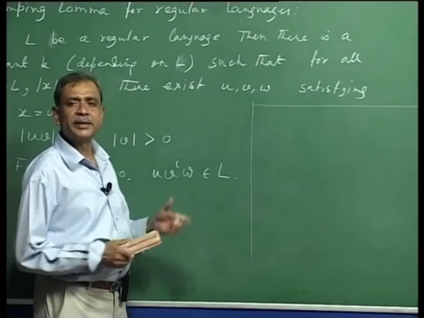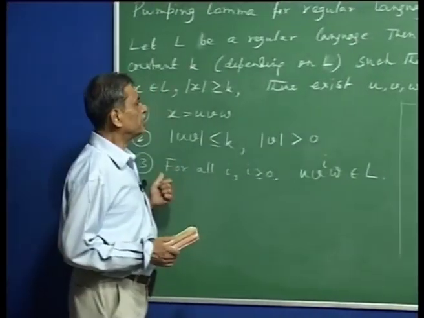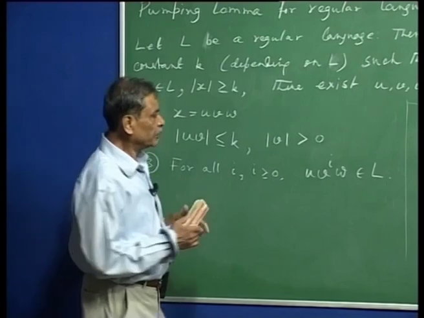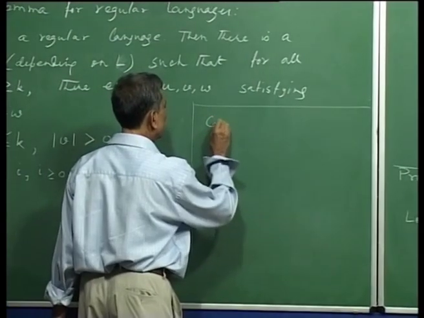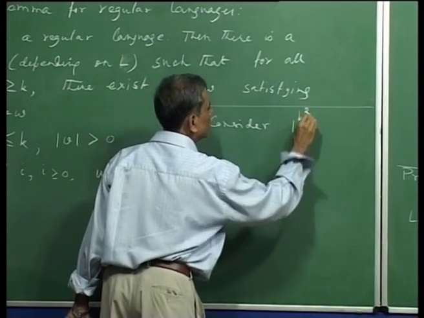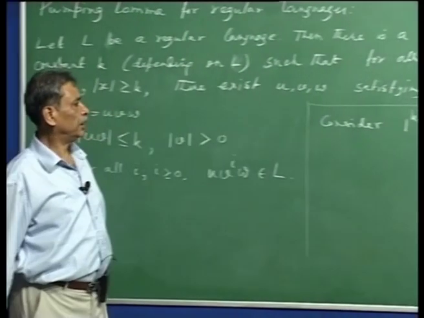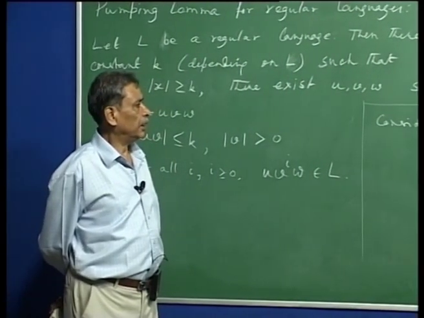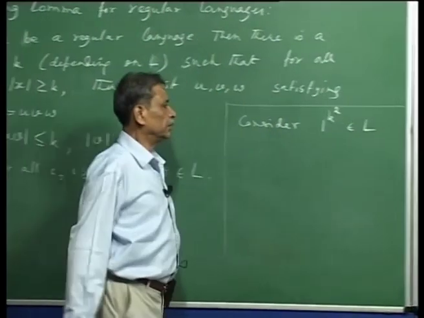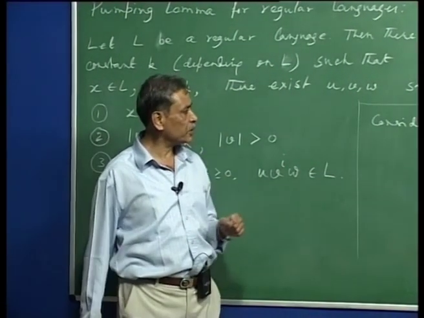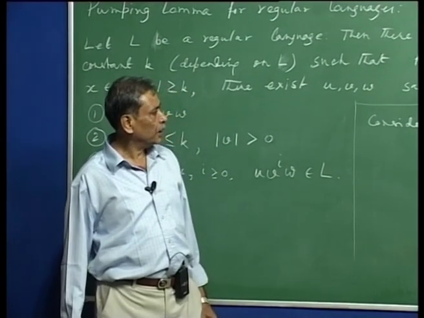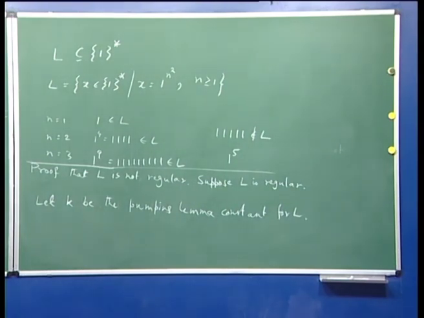Now, we need to select a string in order to invoke non-trivially this lemma, some string in the language whose length is greater than k. So, in fact, it will be convenient to consider 1 to the power k squared itself. And clearly, this string is in the language, whatever be the k. So, the pumping lemma constant k, we are considering the string 1 to the power k squared. And now, we invoke the pumping lemma.